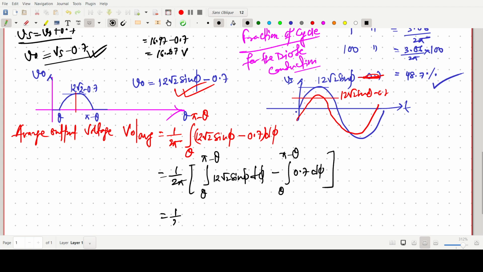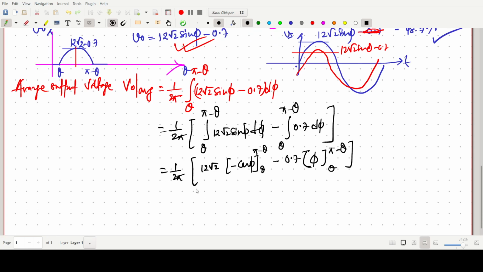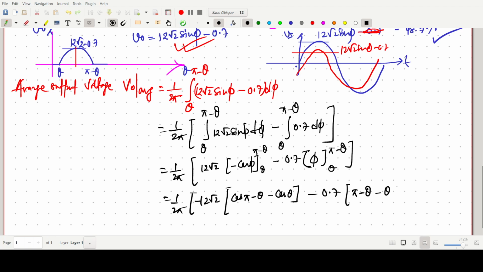Now we can easily solve this one. This should be 1 by 2 pi, and we can take 12 root 2 as common, and the integral of sin phi is simply cos phi, from pi minus theta to theta, minus 0.7. And the integral of d phi means phi. Then write one more line, phi from theta to pi minus theta, a simple integral. So the value will be 1 by 2 pi, 12 root 2. Okay, we can take minus common. So one can write cos of pi minus theta minus cos theta, minus 0.7 into pi minus theta minus theta.